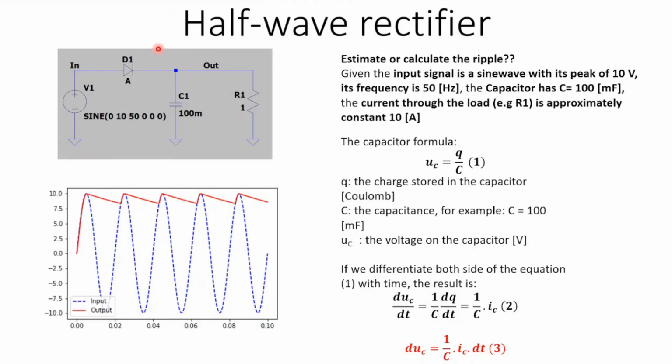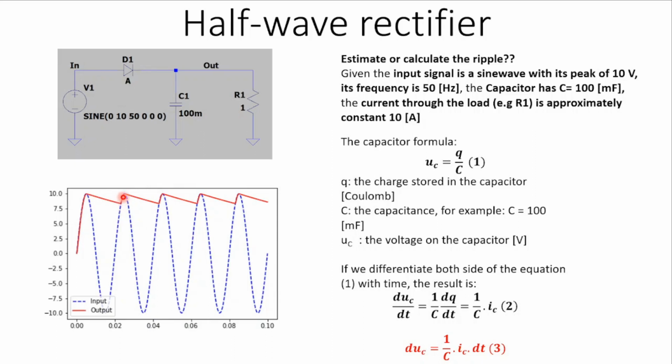And why is it half-wave? As you could see, in one period there are two half periods. This is the first half, and this is the second half. When you look at the rectified signal, there are two stages. The first stage is the charging state, when the diode conducts, and the current goes through here and charges the capacitor until the voltage on the capacitor is equal to the input voltage. This is the charging state.